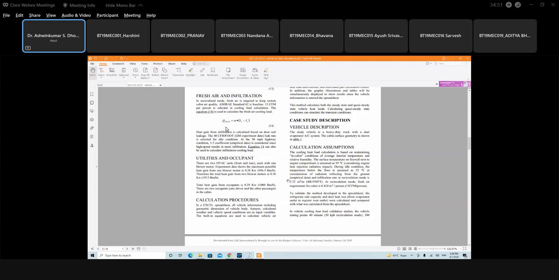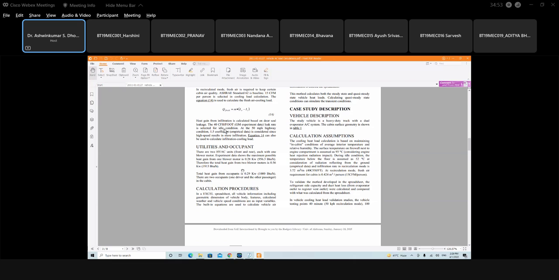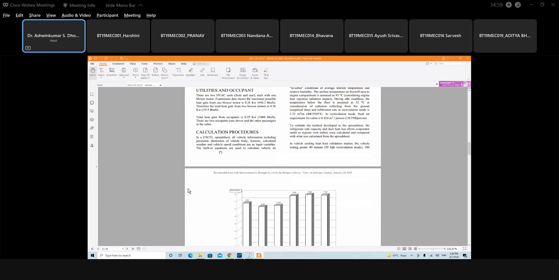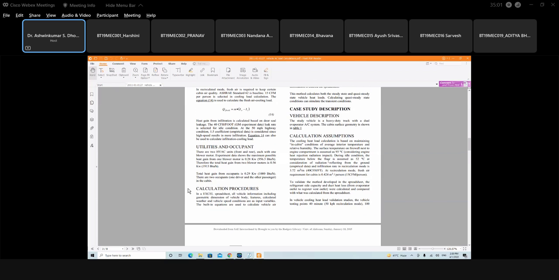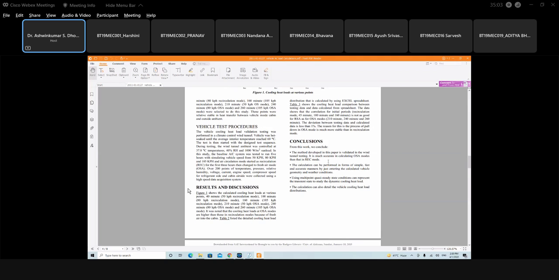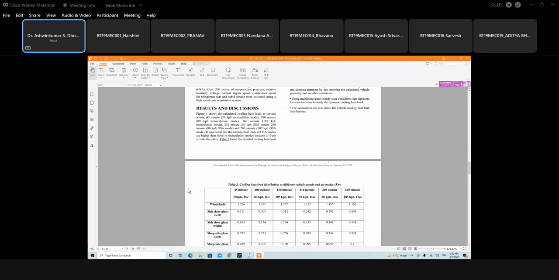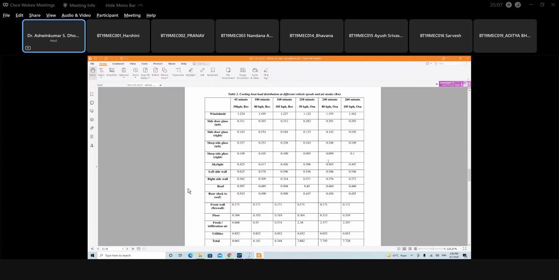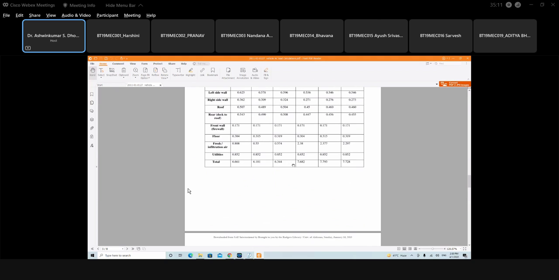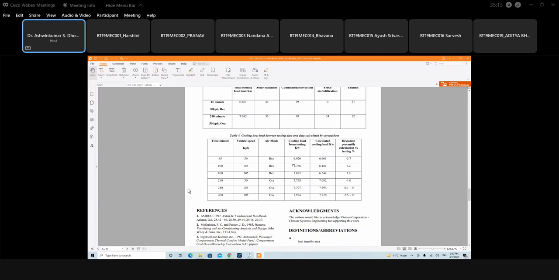Then utilities and occupant, here he has given the proper unit. Then calculation procedure, in an Excel spreadsheet you can do these calculations. So these things are given, and result discussion. So he has shared the heat load, how he has calculated. So you can use this.